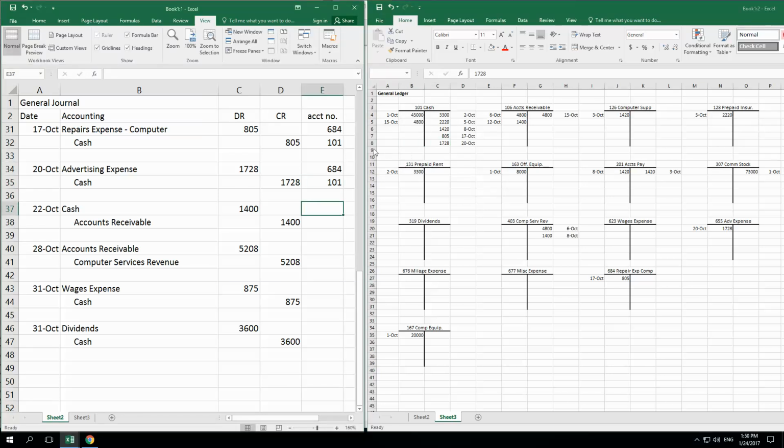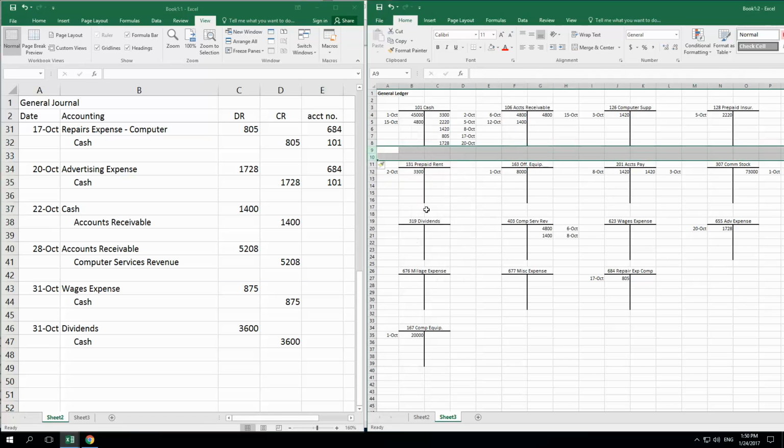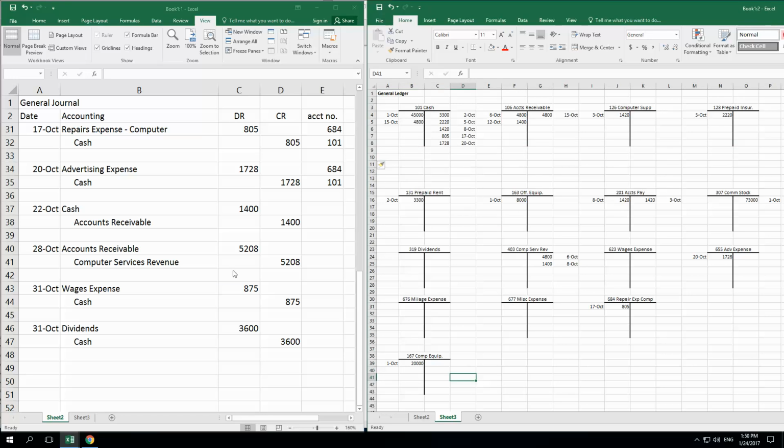Okay. I can already tell that we're going to need more room in the cash account, so I'll insert a few more lines. October 22nd, 1,400 debit to cash. And a credit to accounts receivable of 1,400. Okay, 3 more to go. October 28, accounts receivable gets debited for 5,208. And computer service revenue gets credited for the same amount. So that's going to be 106 and 403.